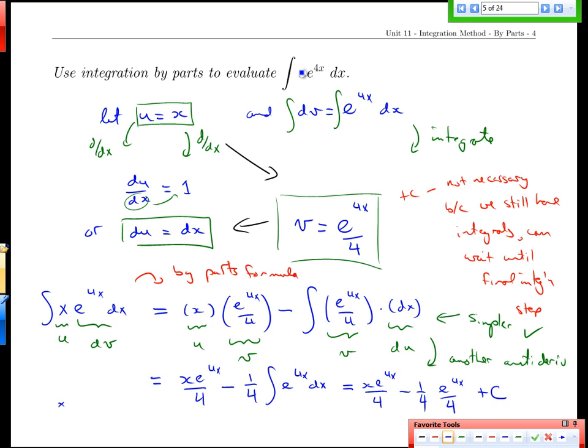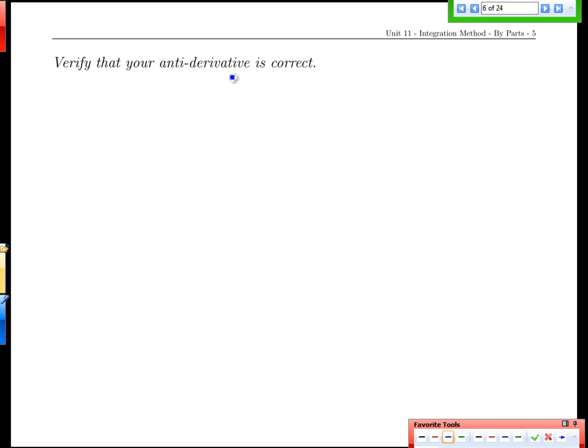So we started with the integral of x e to the 4x with respect to x, and we come up with this term here, and we might want to know that this is actually right. We'll see that in the next page. Verify that our antiderivative is correct. Well, our claim is that the integral of x e to the 4x with respect to x is x e to the 4x over 4 minus, when we combine those fractions, 1/16 e to the 4x plus a constant.